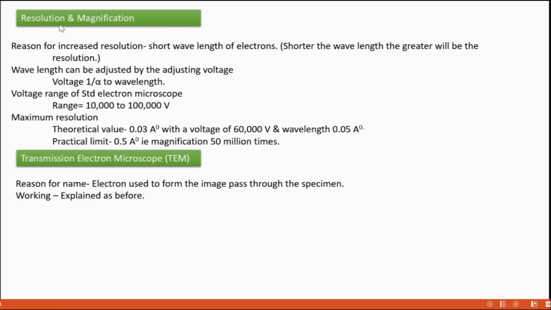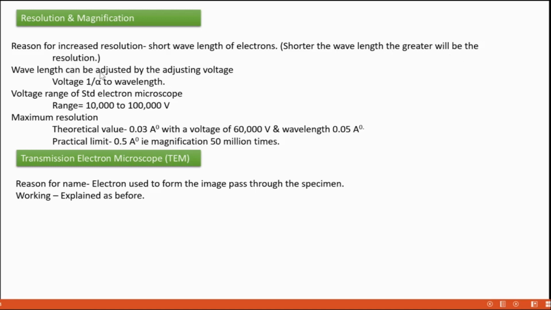Regarding the resolution and magnification of the electron microscope. The main reason for the high resolution of the electron microscope is the short wavelength of electrons. We all know that whenever the wavelength is very small, it can take more details, it can pass deeper. That is, it will be more powerful when the wavelength gets shorter. So, the shorter the wavelength, the greater the resolution.